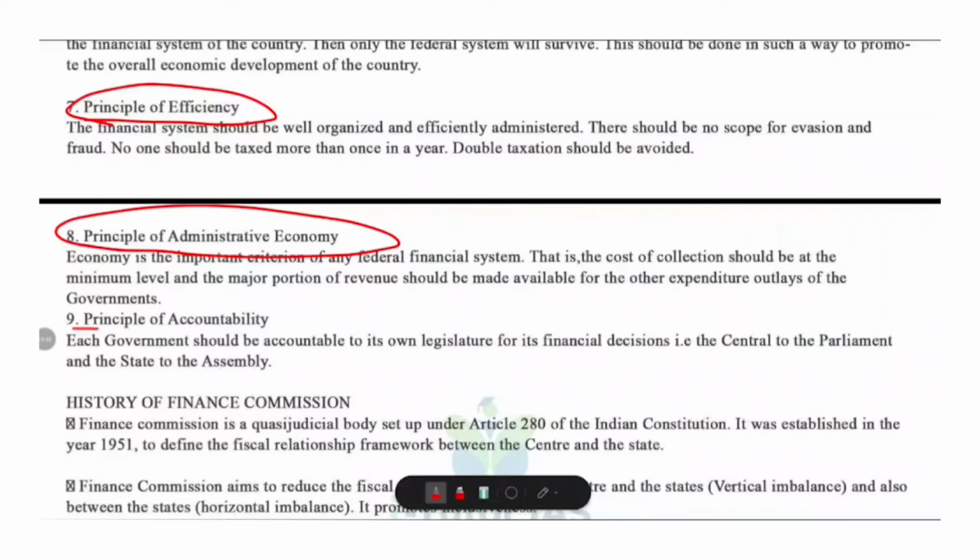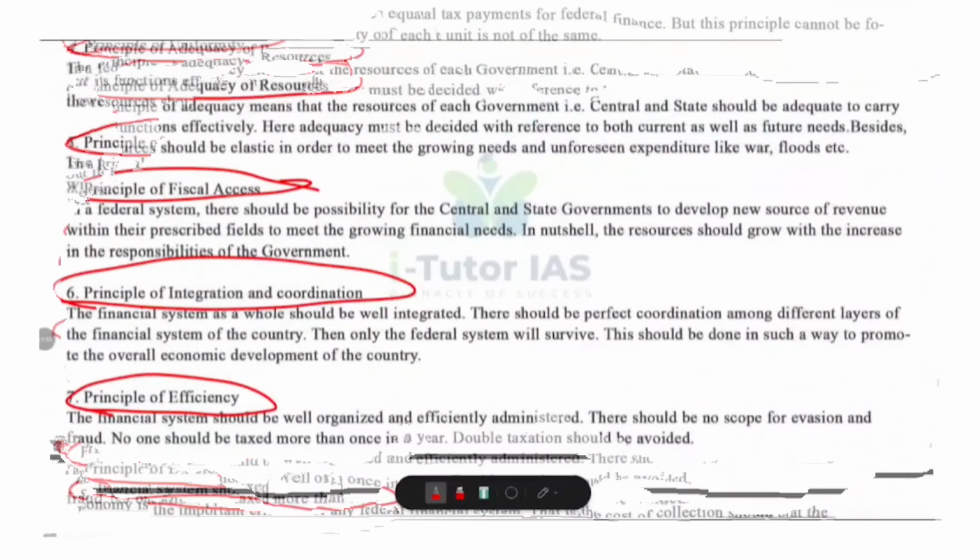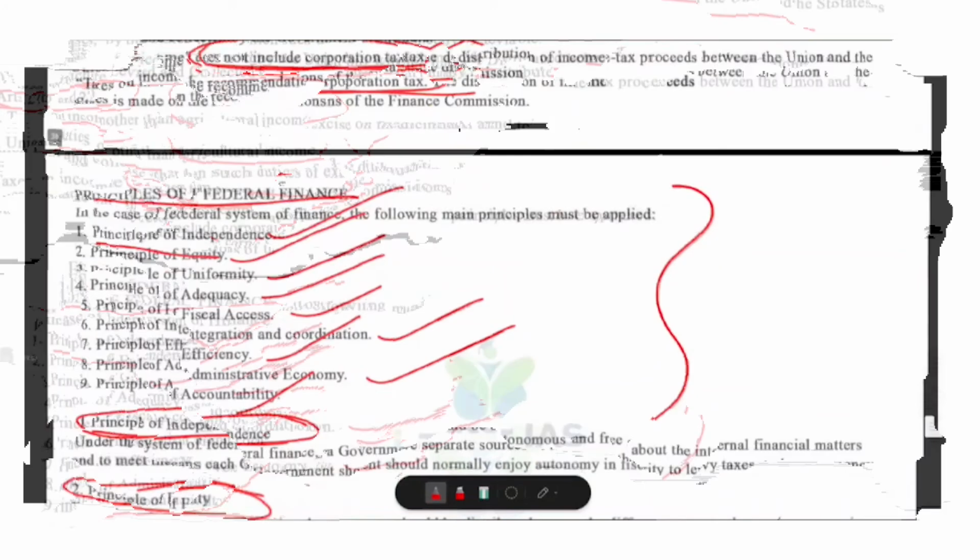And the last one, principle of accountability. Each government must be accountable to its legislature. Central government should be accountable to parliament, and state government should be accountable to legislative assembly. So that is all about these principles of federal finance.